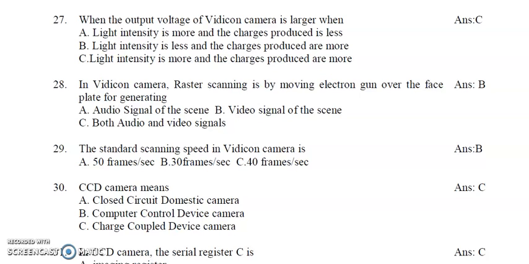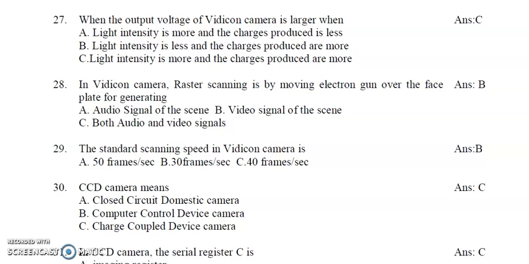So 28, in Vidicon camera, raster scanning is by moving the electron gun over the faceplate for generating A, audio signal of the scene, B, video signal of the scene, C, both audio and video signals. So the Vidicon camera is mainly used for capturing the image. So obviously choice B is the right choice. B, video signal of the scene. So answer is B.